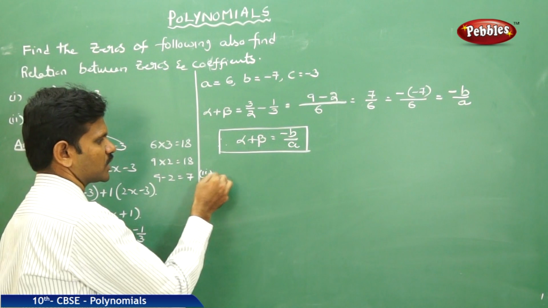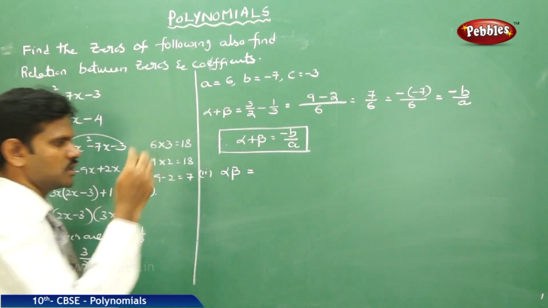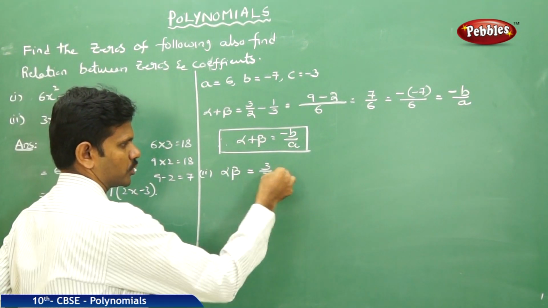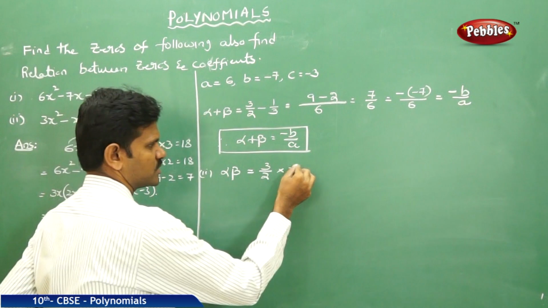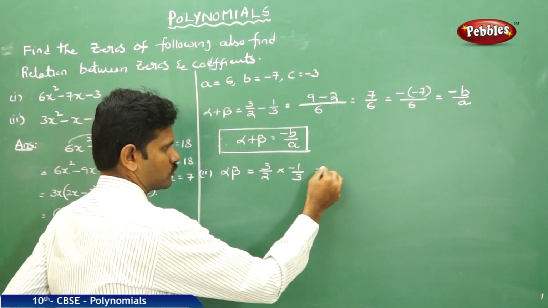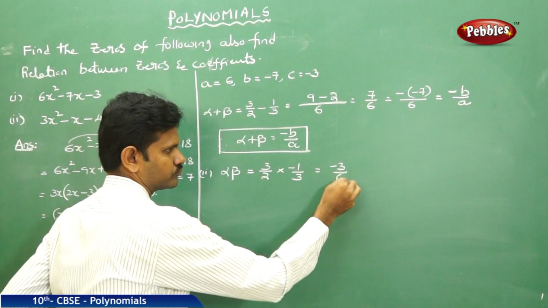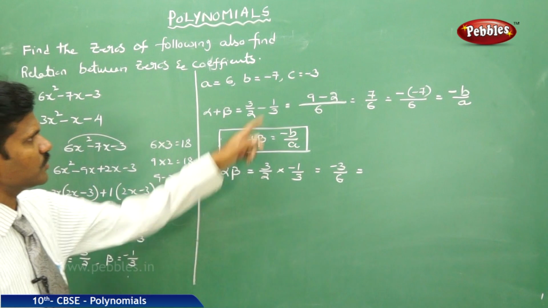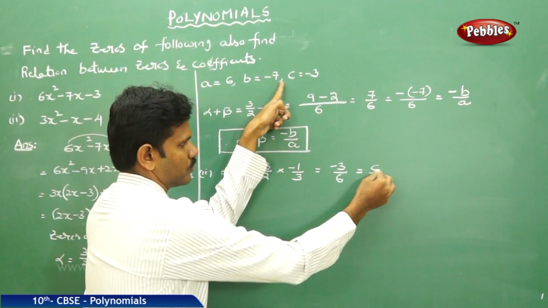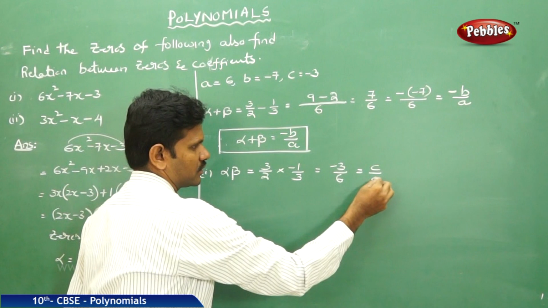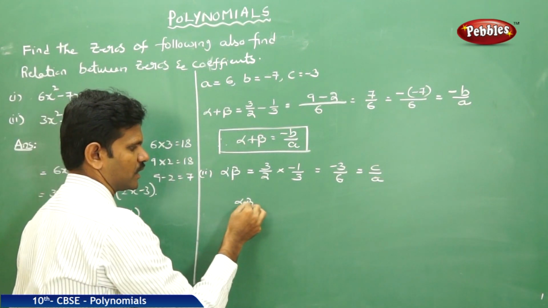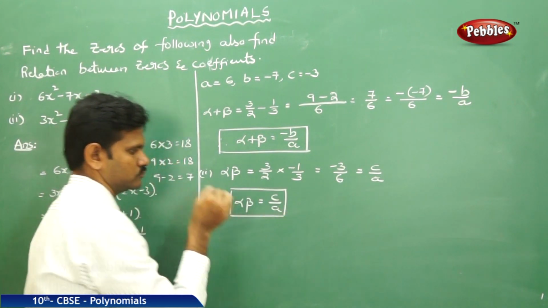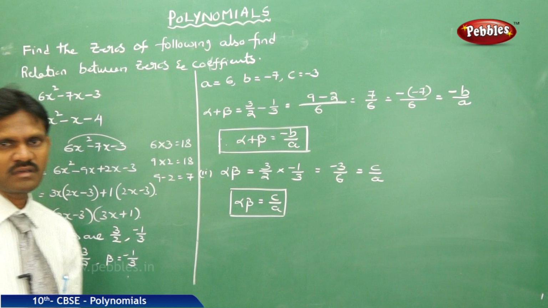Come to the second part, alpha beta, that is equal to alpha 3 by 2 into beta minus 1 by 3, that is equal to minus 3 by 6, which is equal to minus 3, nothing but c, by 6, nothing but a. From our previous knowledge, you know very well alpha beta is equal to c by a. Okay, now the problem has completed.